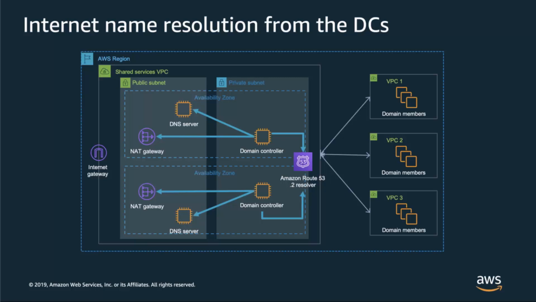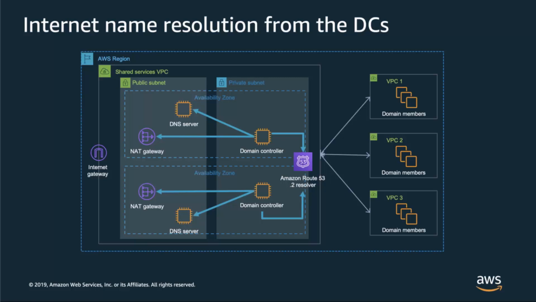The third way is running your own DNS server in a public subnet that allows recursive queries to be resolved without the domain controllers reaching out to the internet. Now, out of these three methods, the most preferred ones are using the .2 or deploying your own DNS servers. And there's one good reason for that.